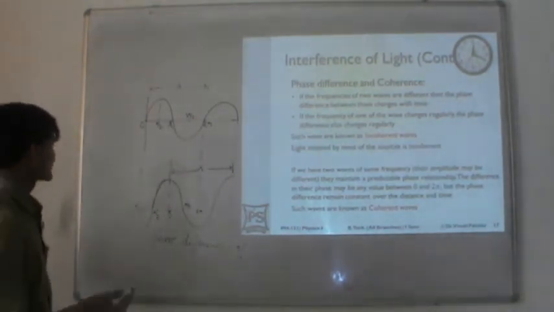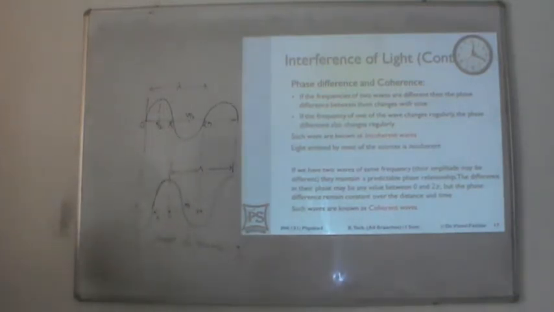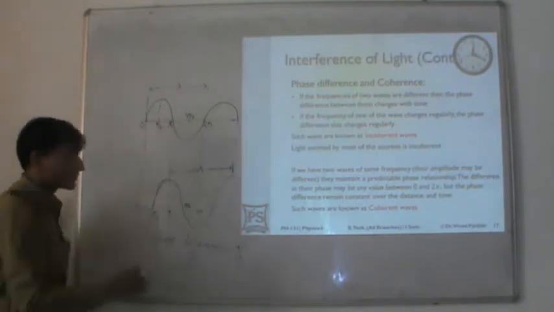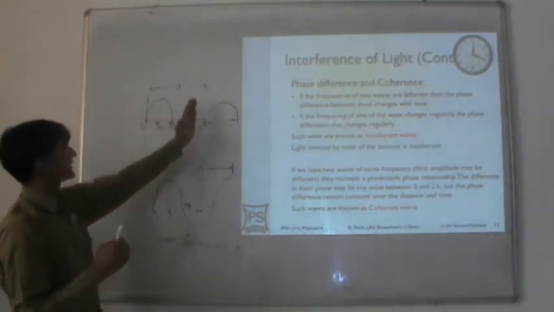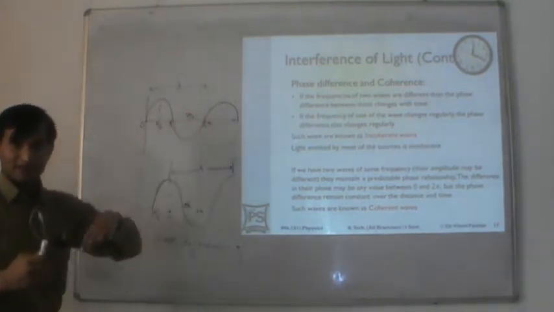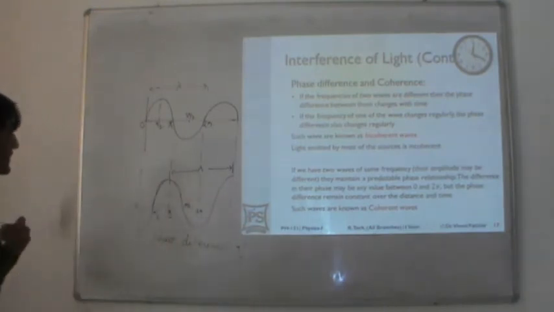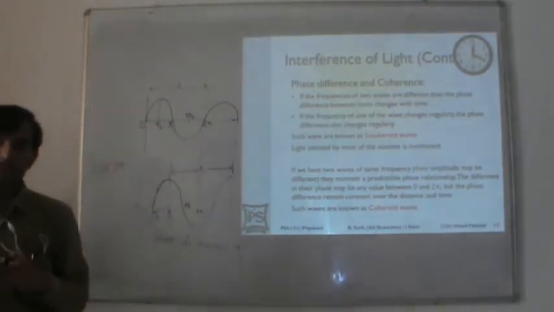Now you may have a situation where the wave is completely shifted by 2 pi. What happens in that case? You will not see any difference in the picture, because the wave is shifted completely by a phase of 2 pi. So if it is shifted by 2 pi, there is no phase difference. If it is 0 or 2 pi, then there is no difference in the picture you will observe.